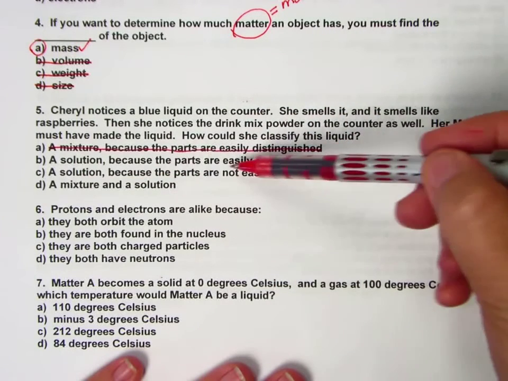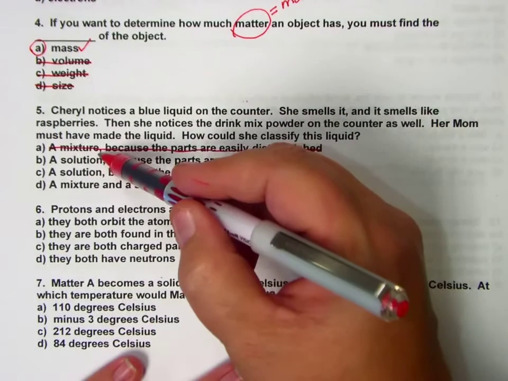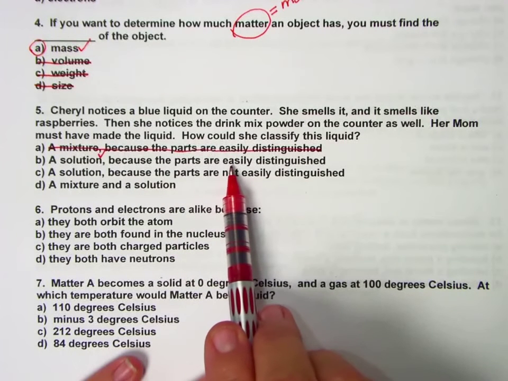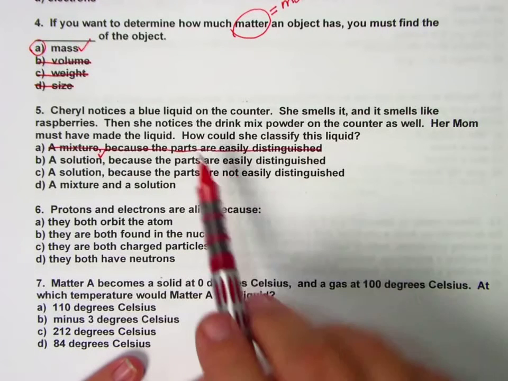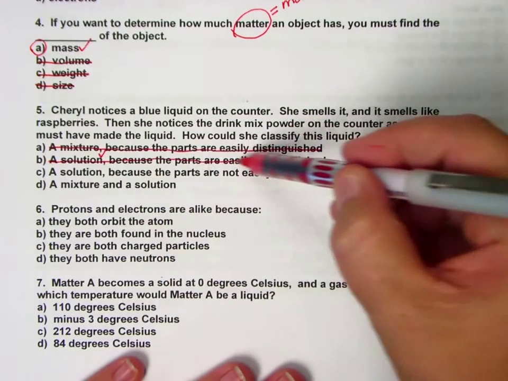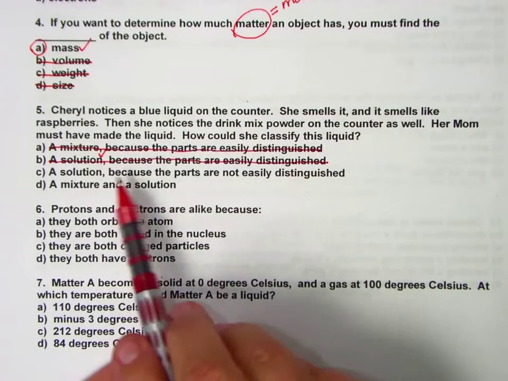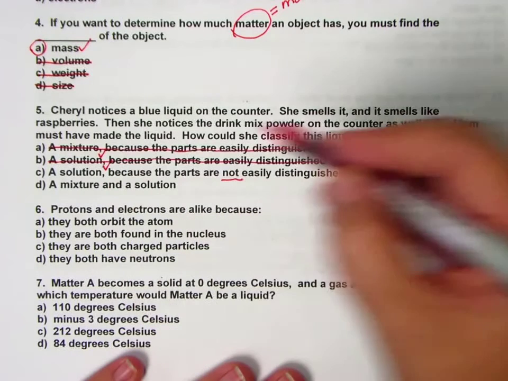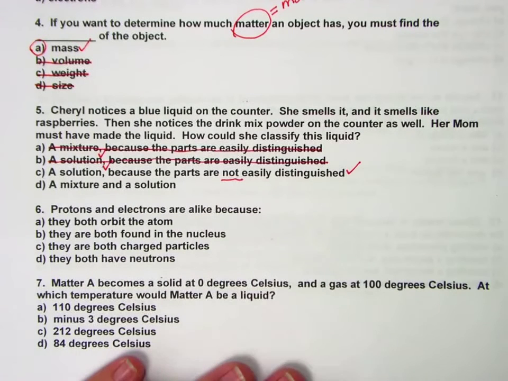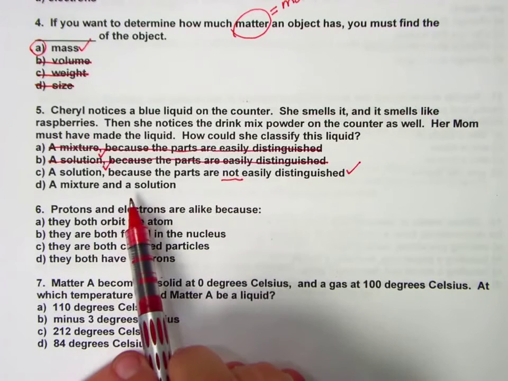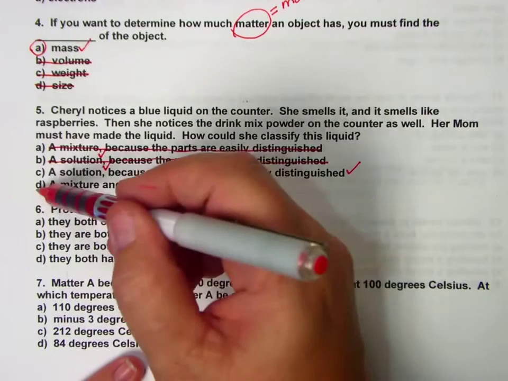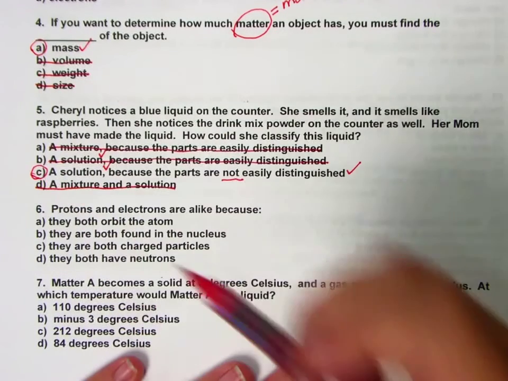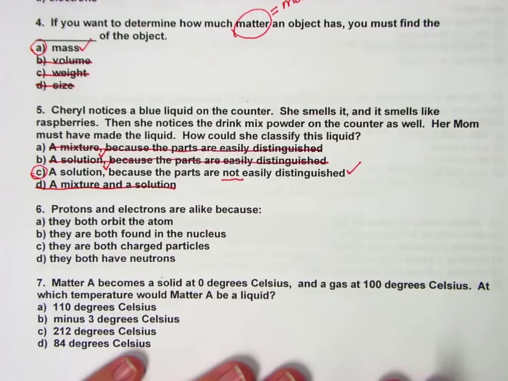Solution because the parts are easily distinguished? Well, yes, it is a solution probably. The parts are easily distinguished. That goes with a mixture. So this one is incorrect. A solution, because the parts are not easily distinguished. That goes with solution. So I think that would be a good one. And a mixture and a solution, well, it's either or. That means it can only be a mixture or a solution. So in which case, C is the answer.